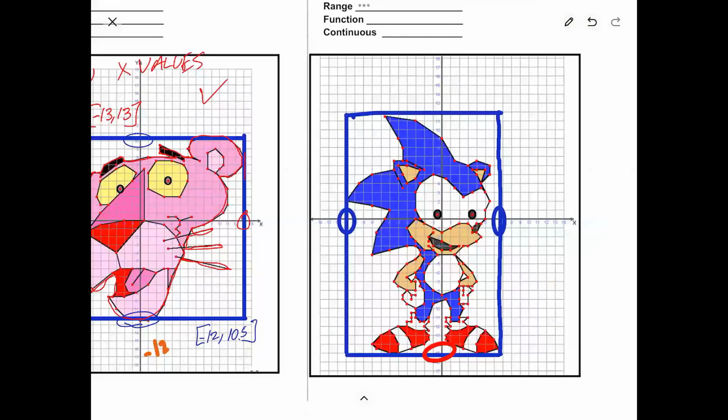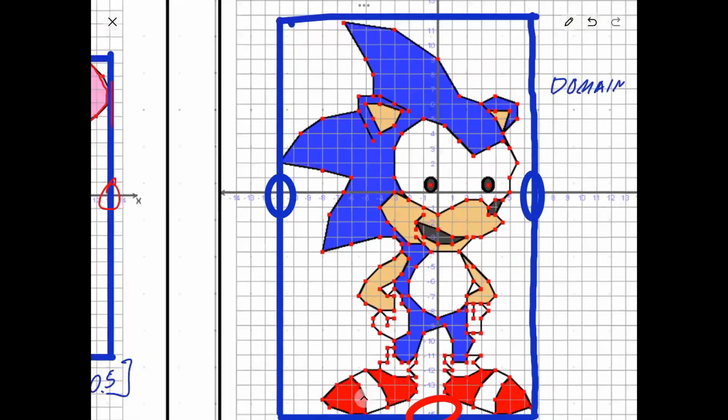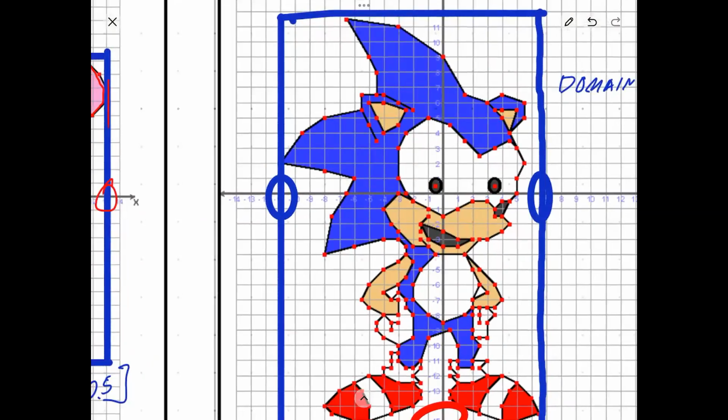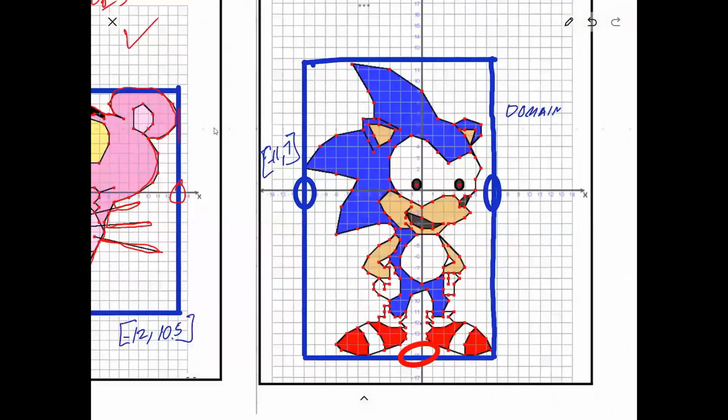Now, I did the same thing with the Sonic character, and you can see I've already circled it. So if I wanted to do the domain, I would go here. And what number is that? That's negative 11. So the domain starts at negative 11 and it goes all the way over to, that looks like 7. So to a positive 7. And I'm going to put those in brackets because I'm touching those input lines. And then if I wanted to do the range, let me just change the color on this. I would go down to the bottom and I would say, what is that?